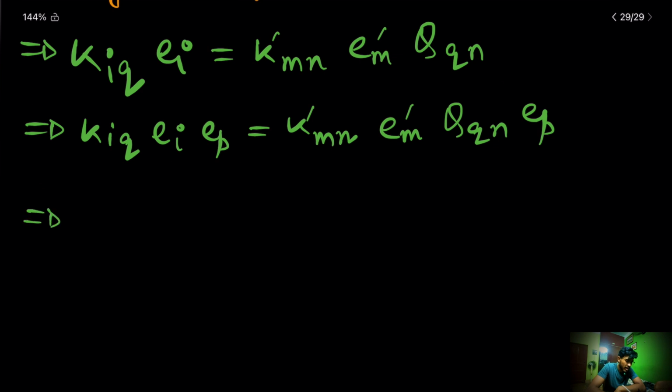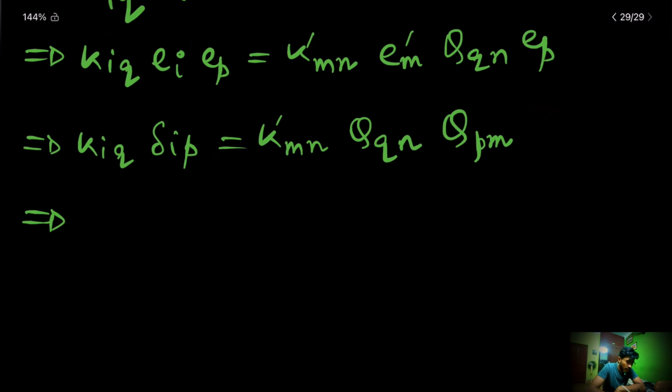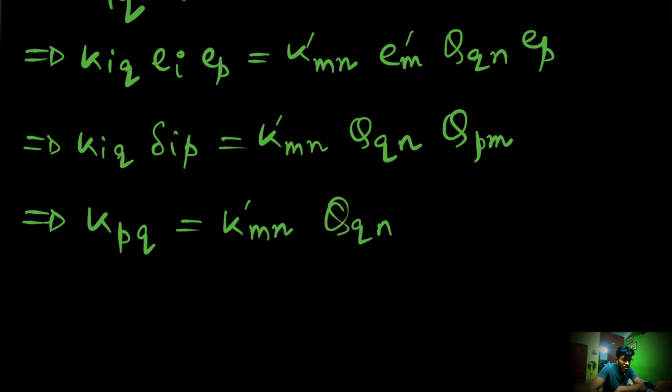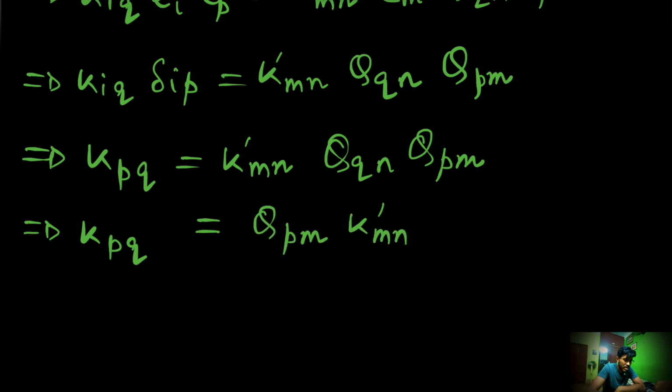Again, this is Kiq delta Ip is equal to K dash Mn Qqn into, now E dash M into Ep, that is QPM, right? So then I have Qiq into delta Ip, so this I is common, so this will be Kpq is equal to Kmn into Qn and Pm, and this I can write formally as Qpm into Kmn dash into Qnq transpose.